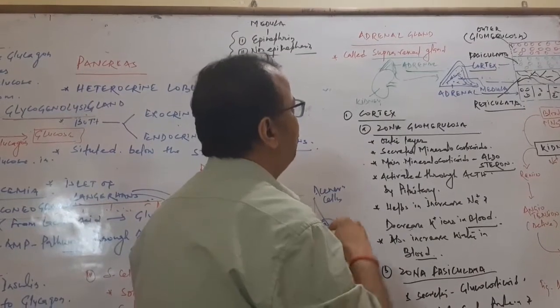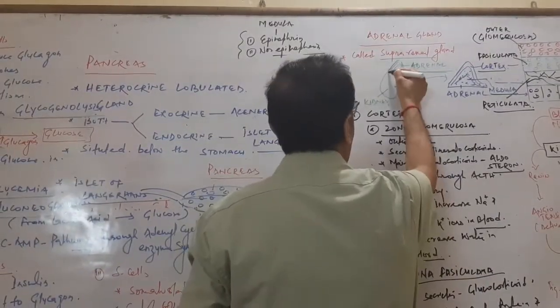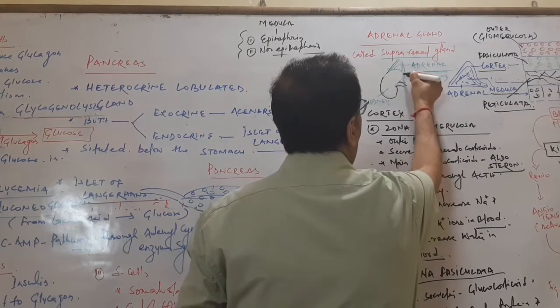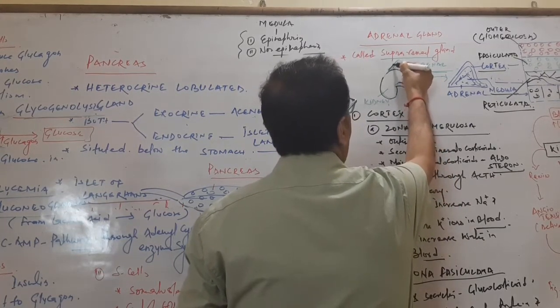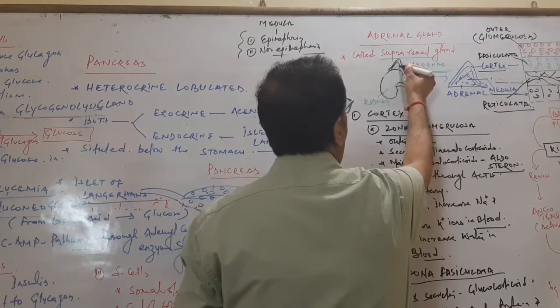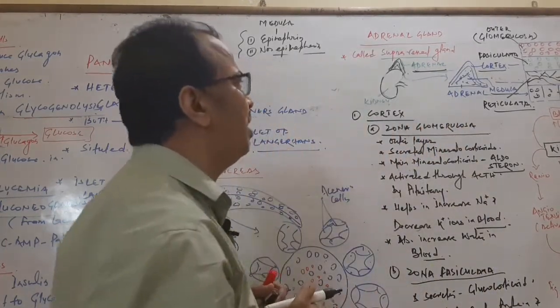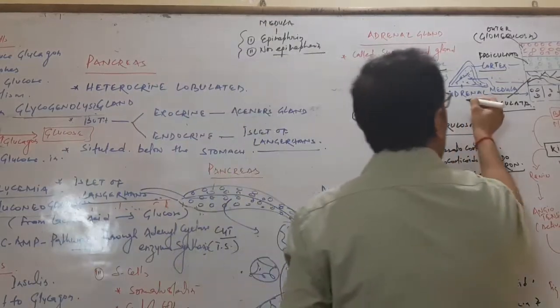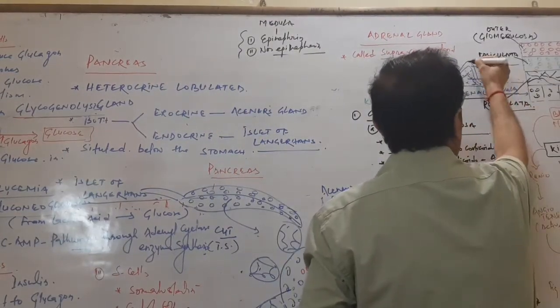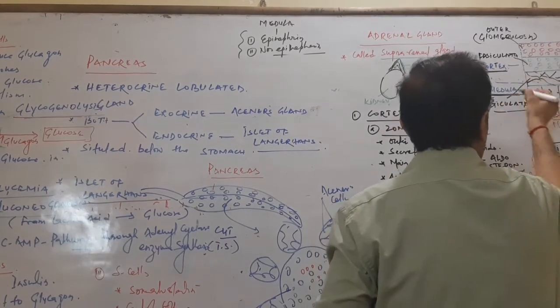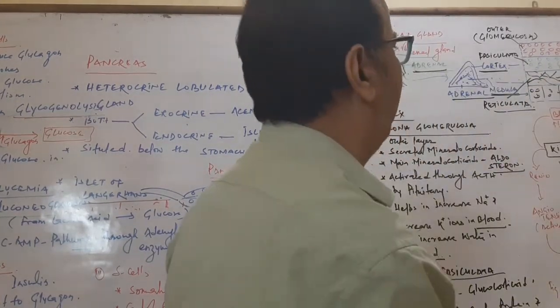Thus it is called the suprarenal gland. Here is the kidney, and above, or anterior to, the kidney these glands are present. This is called the adrenal gland or suprarenal gland. The adrenal gland is differentiated into two parts. The outer part is called the cortex and the inner part is called the medulla.